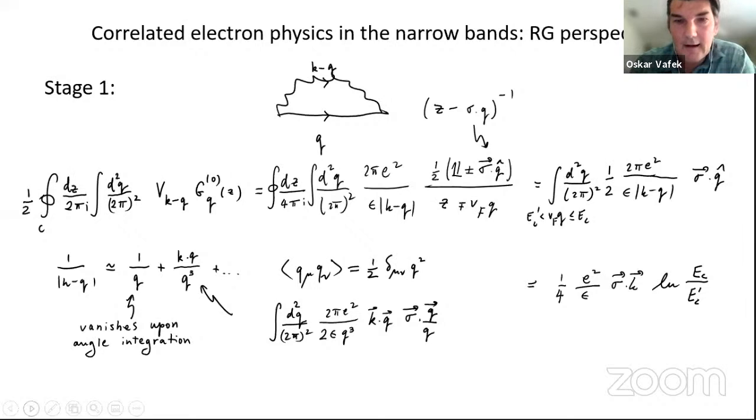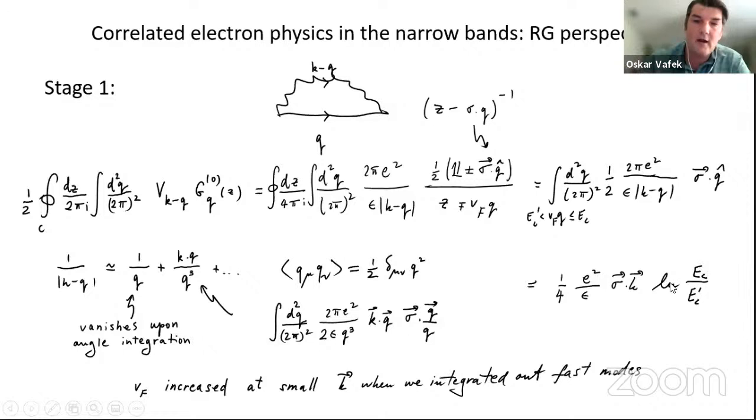So we see, if we carefully compare with our bare term, that this corresponds to an enhancement of the Fermi velocity as we approach the Dirac point due to the Coulomb interaction with the remote bands.